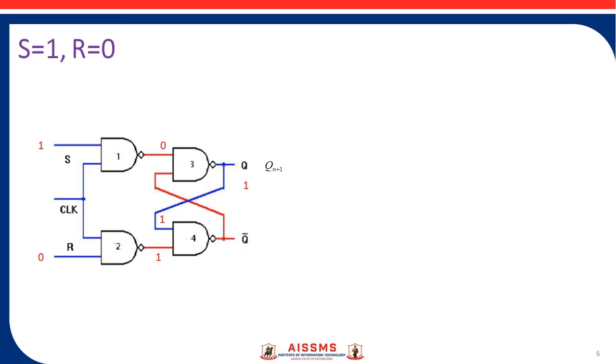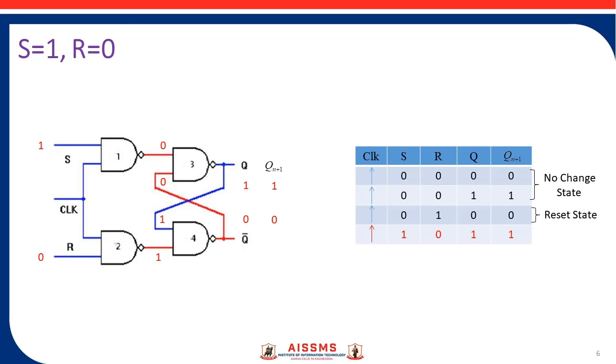This 1 is given to the input of the fourth NAND gate. The output of the fourth NAND gate will be 0 here. This 0 is given to the input of the third NAND gate. The output of the third NAND gate will be 1. Again, if you provide 1 to the input of the fourth NAND gate, then the output of the fourth NAND gate will be 0. Here, whatever value of Q you put, every time the next state is 1. So this state is called the set state.